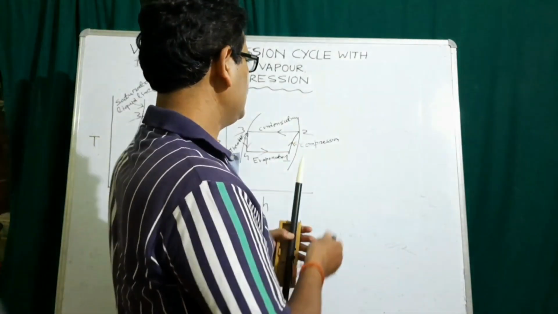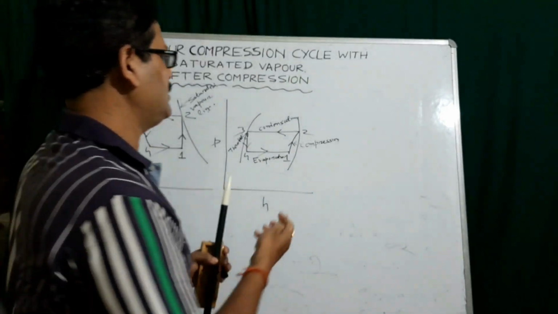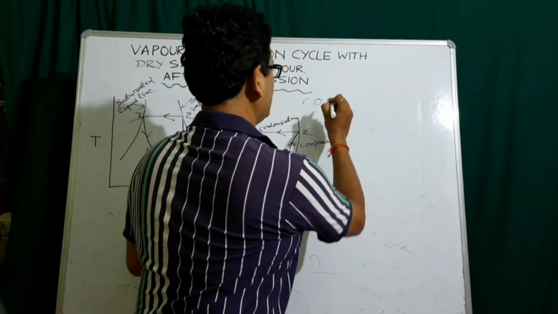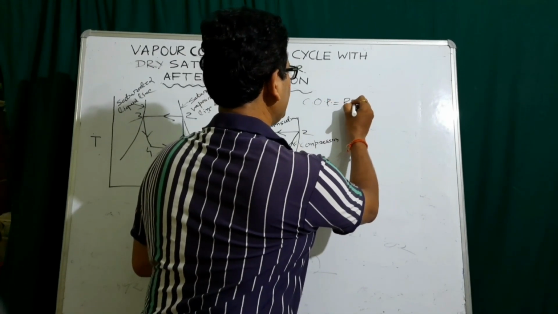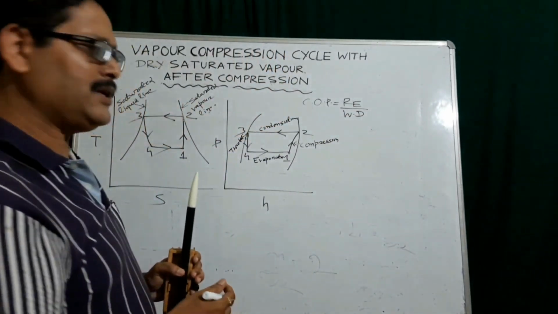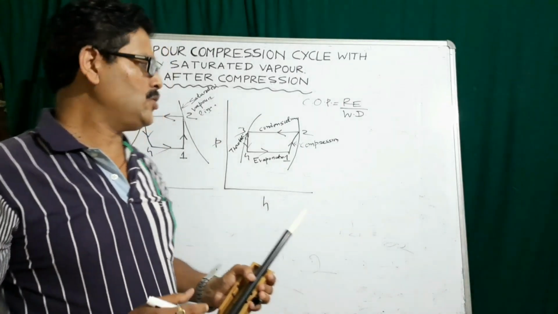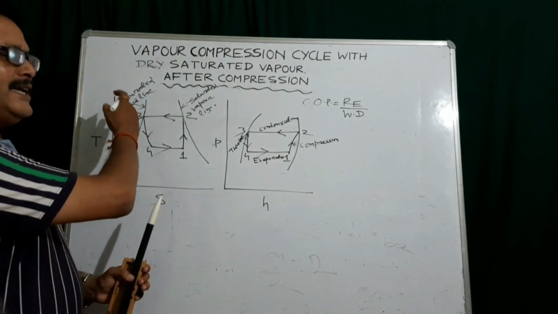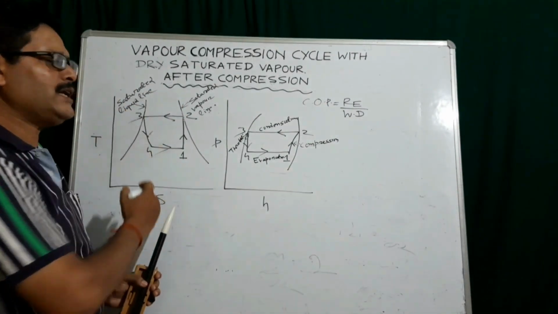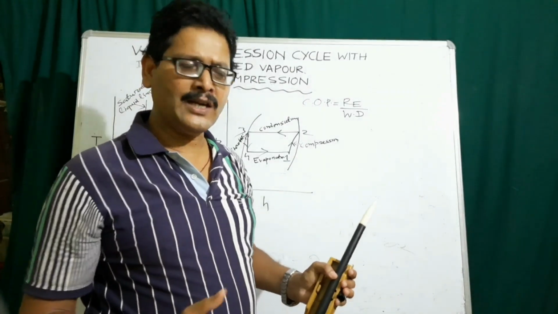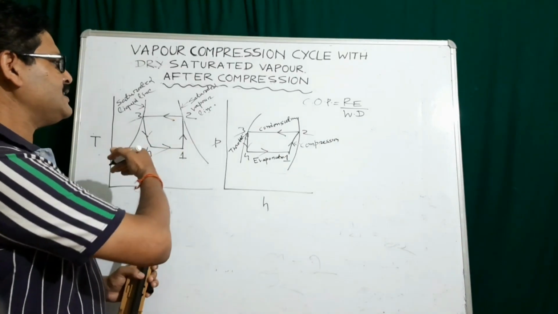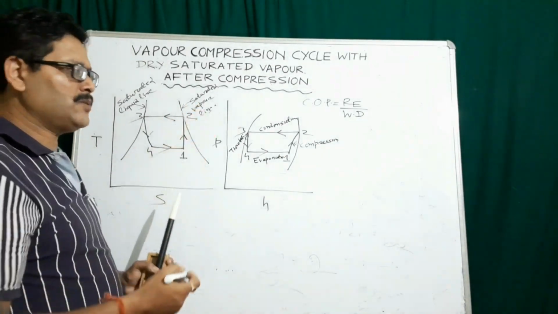So as far as the coefficient of performance is concerned, the COP is equal to the refrigerating effect divided by the work done in the compression, because I have already told you that the expansion is an unrestrained expansion. So during throttling we do not get any work output. So the net work done is the work that is spent during the compression process.